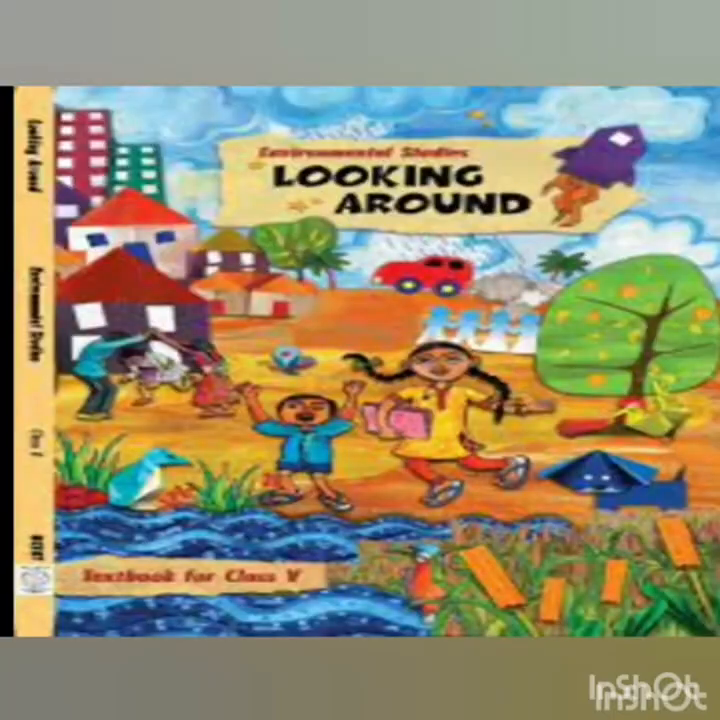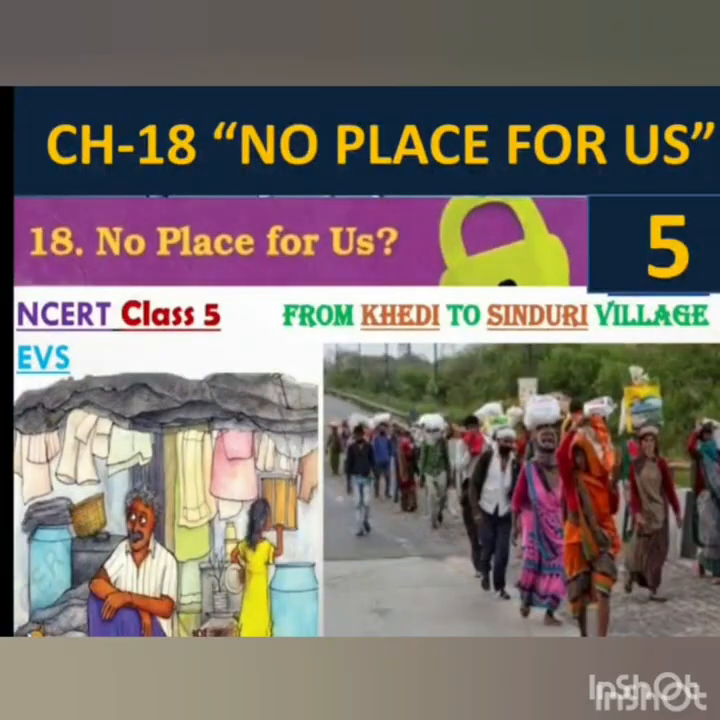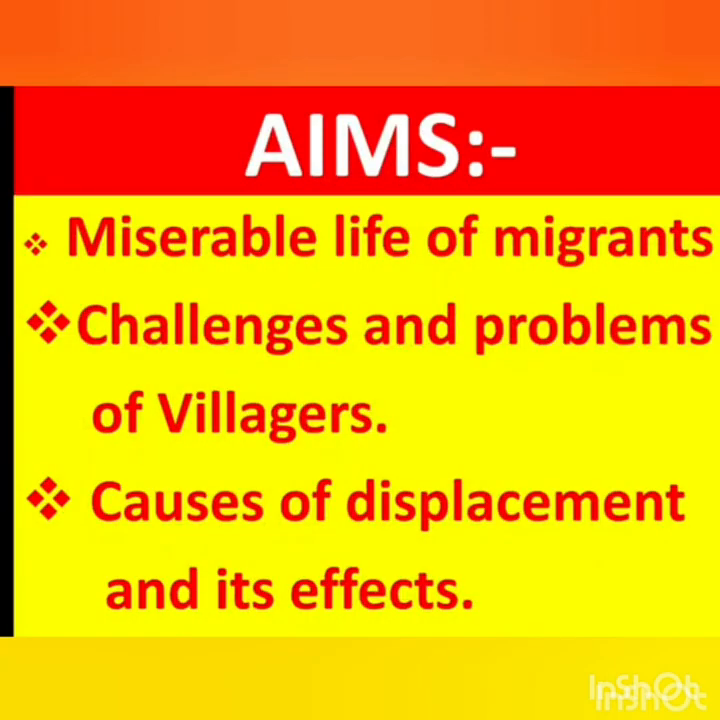This is an environmental study book, Looking Around. Chapter 18. The name of this chapter is No Place for Us. Children, this chapter is based on the miserable life of migrants. So first of all, the aims and objectives of this chapter.